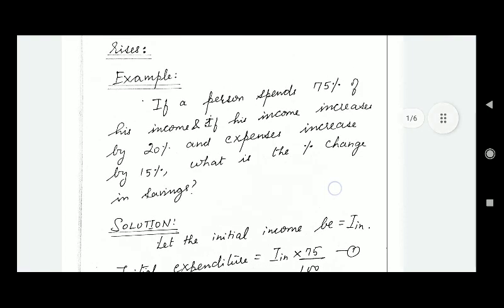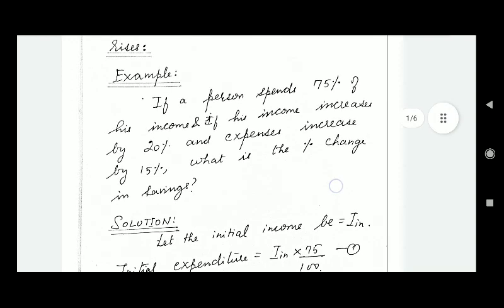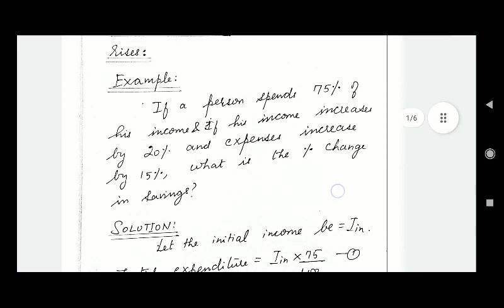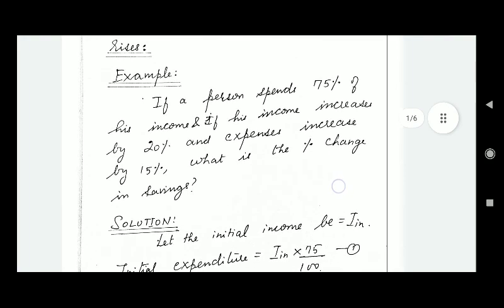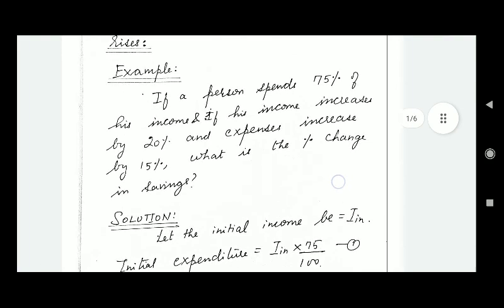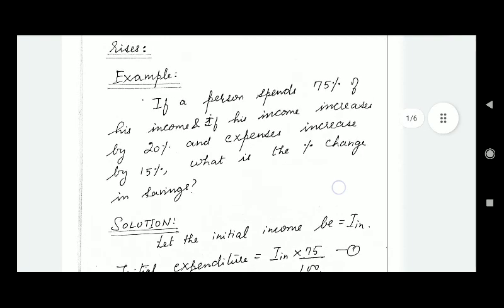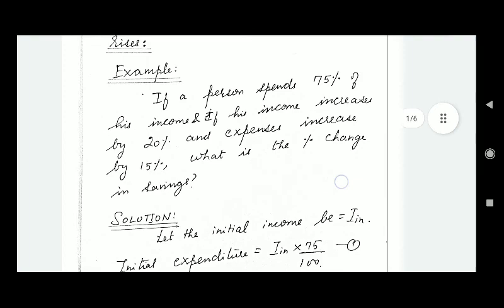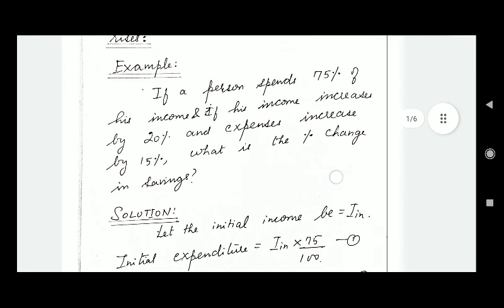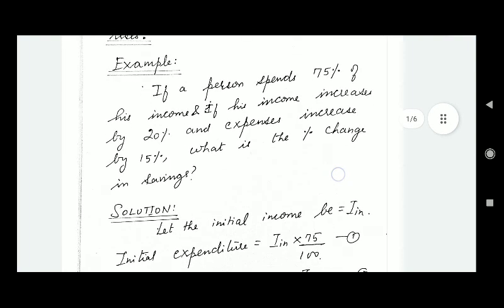So after having finished solving this example, we will find a mathematical relation which will relate percentage change in savings, percentage rise in income, and percentage rise in expenditure, which might be quite fruitful for most of the examples of these types, and for all the problems involving expenditure, savings, etc. So now we will start with this.